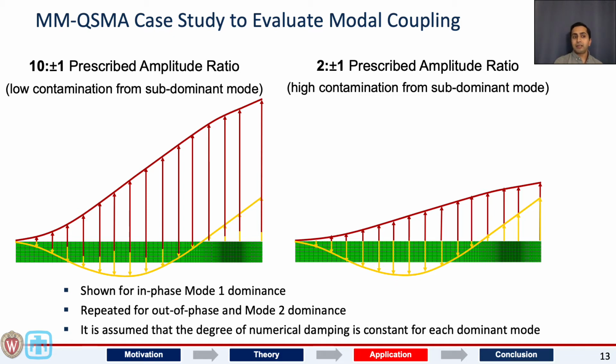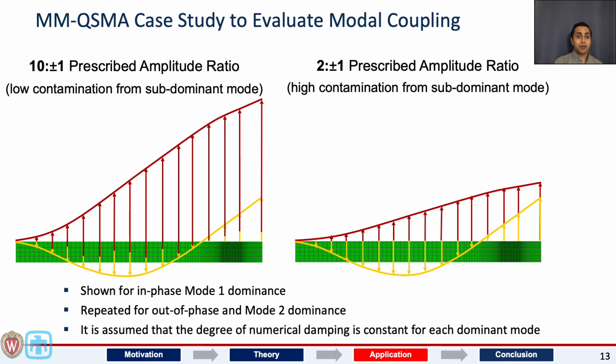The first case, 10:1, has the chance of having a low contamination from our subdominant mode, where our 2:1 ratio now has a higher chance for contamination from the subdominant mode. Here, our figures are shown for in-phase mode 1 dominance, but this will be repeated for out-of-phase mode 1 dominance and in-phase and out-of-phase mode 2 dominance.